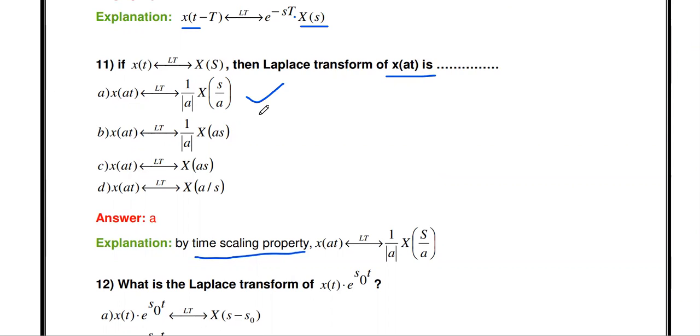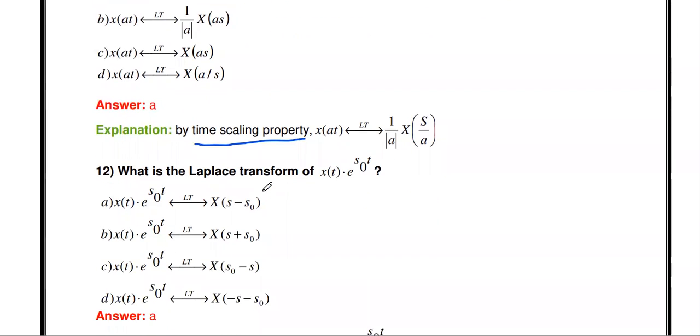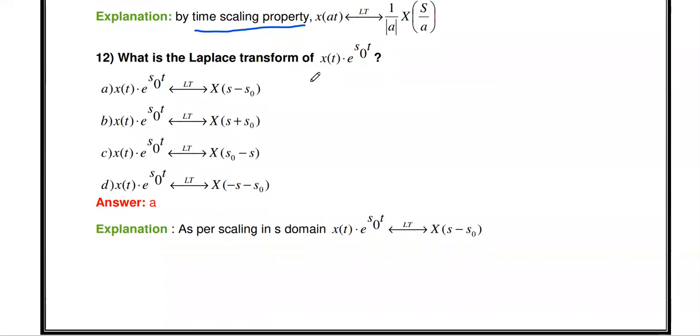Okay, this is the correct choice. So the remaining things are a little bit of an error. Okay, so what is the Laplace transform of x of t into e power s naught t?